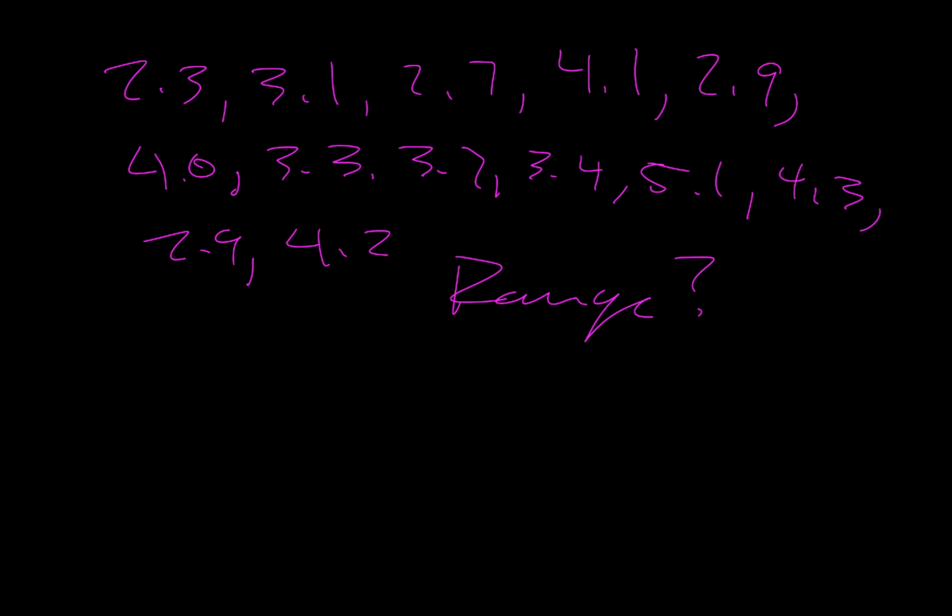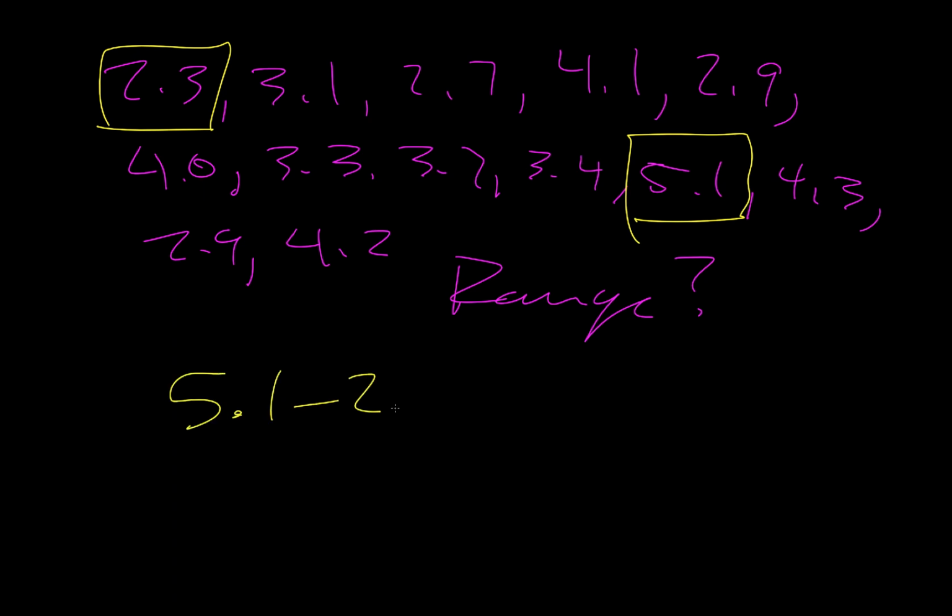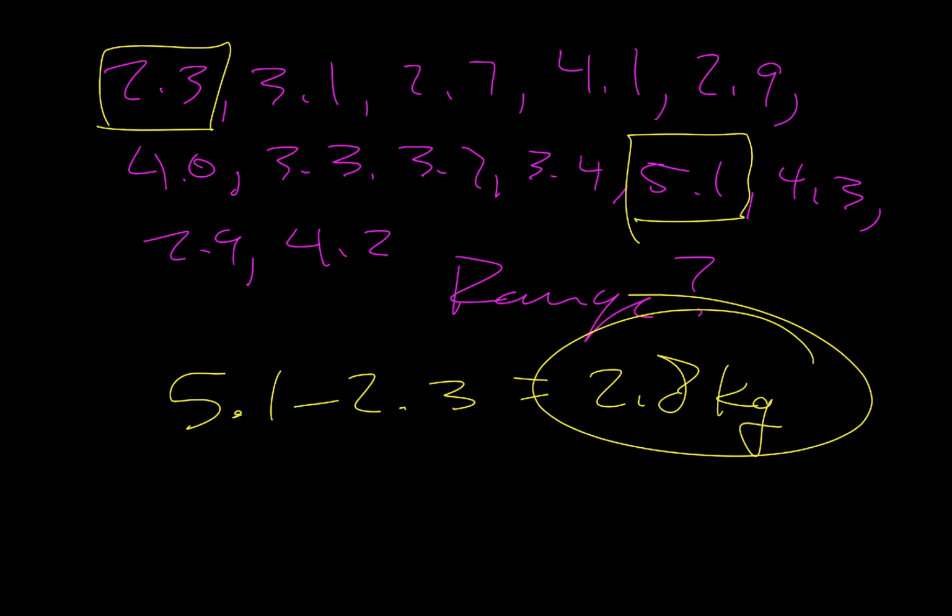So all we need to do is find the highest and the lowest value. 5.1 is the highest. 2.3 is the lowest. And so we just say 5.1 minus 2.3, which equals 2.8. And the unit was kilograms, so that's our final value.